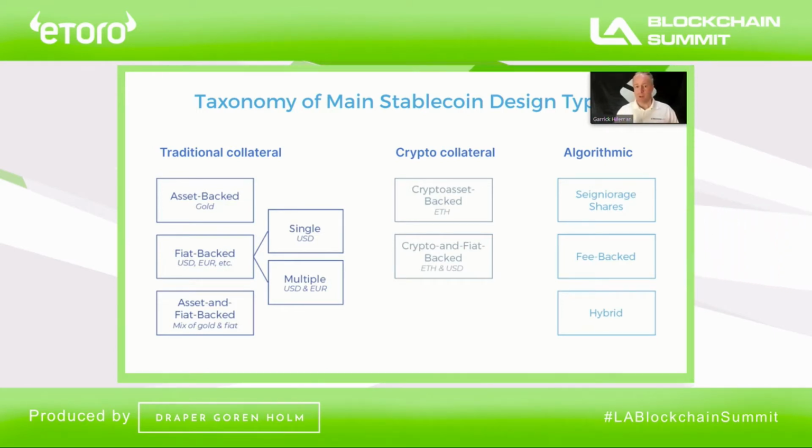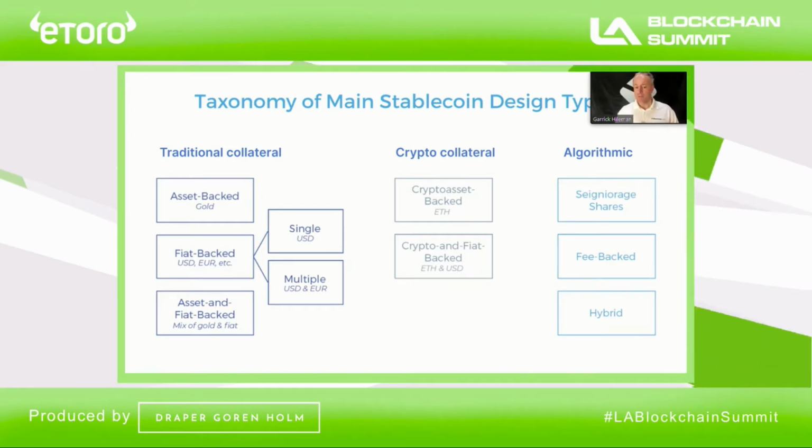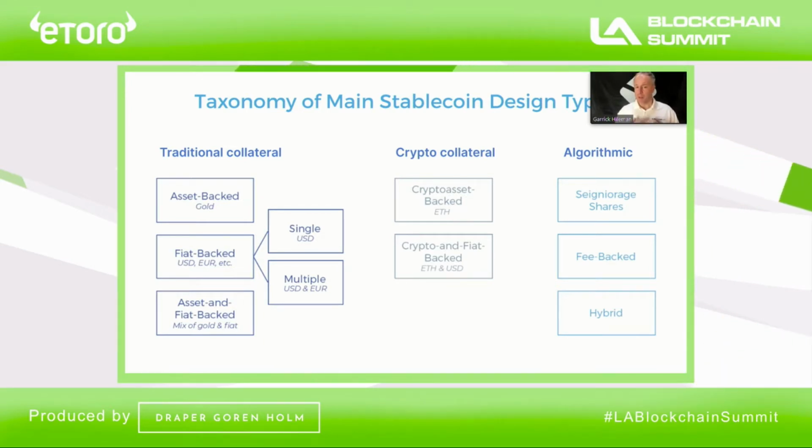But as I mentioned, MakerDAO is growing, and the crypto collateral category, the second category, is becoming more significant as well. These are stablecoins that don't hold their collateral in a traditional bank, but actually use crypto assets like ETH, in the case of MakerDAO, to back the value of the stablecoin. And that crypto collateral is adjusted to maintain that peg.